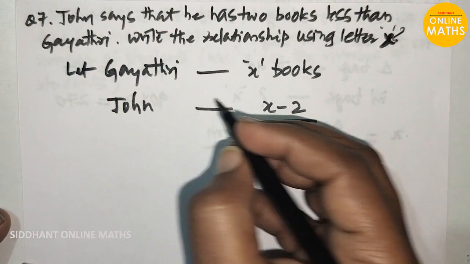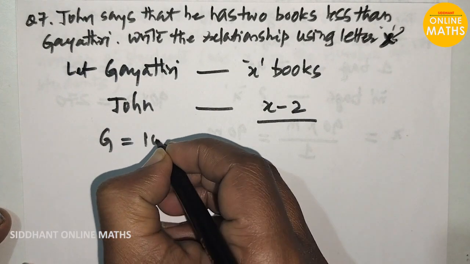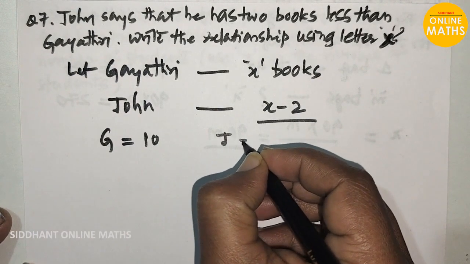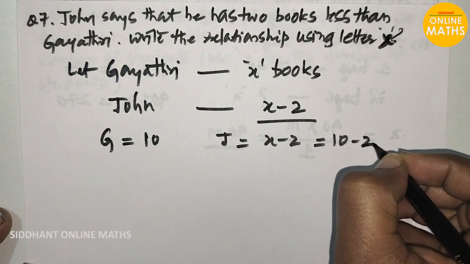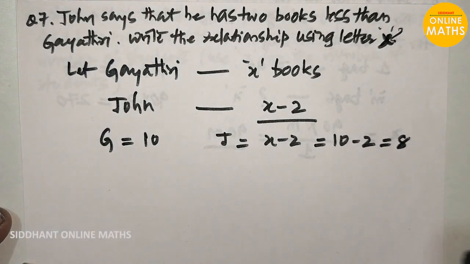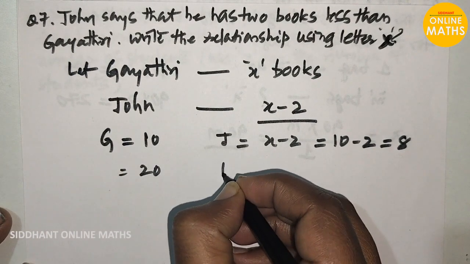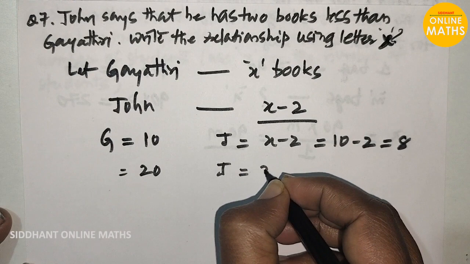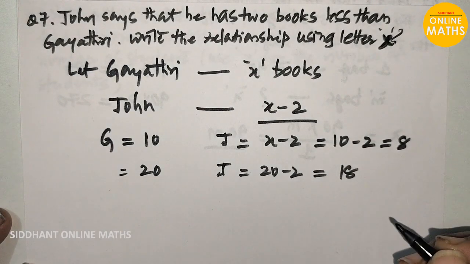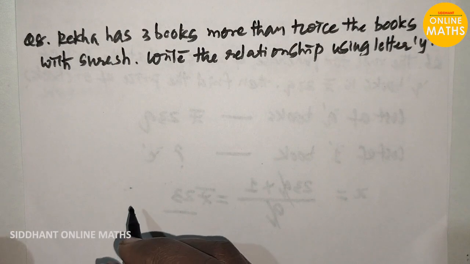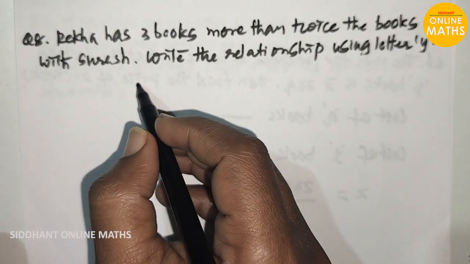So if Gayathri is having 10 books, then John will be having x minus 2, that means 10 minus 2, that is equal to 8 books. If Gayathri is having 20 books, then John will be having 20 minus 2, that is equal to 18 books. Question number 8. Rekha has 3 books more than twice the books with Suresh.